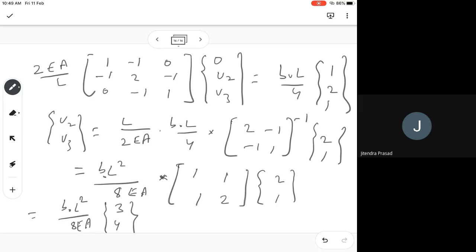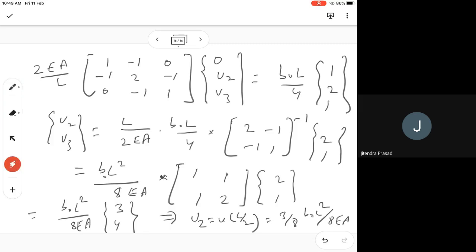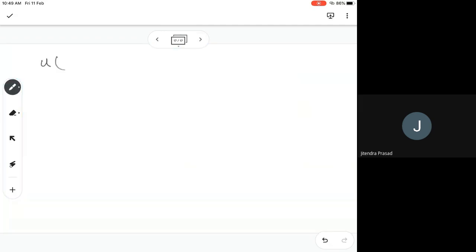That really means that U2 is equal to U at L over 2 is equal to 3 by 8 B naught L square over EA, and U at L is equal to 4 here, so half, right? So we get U at L over 2 equal to U2 equal to 3 by 8 B naught L square over EA, and U at L is equal to U3 is equal to half B naught L square over EA.